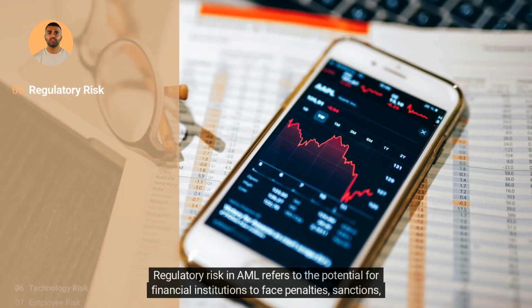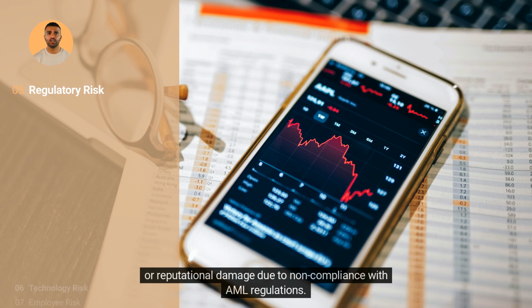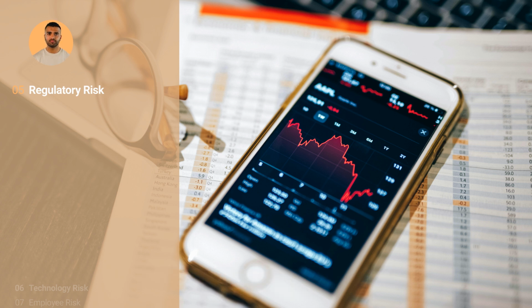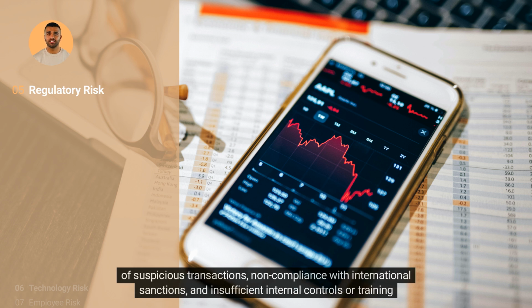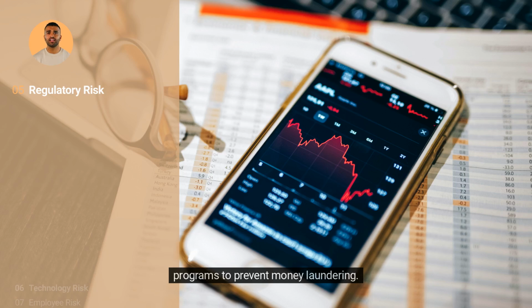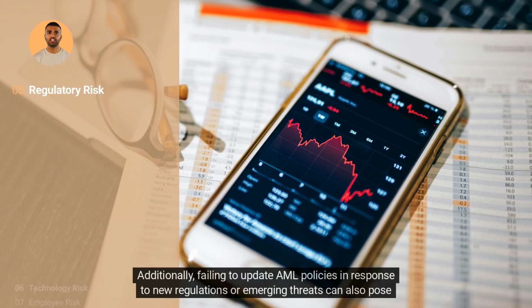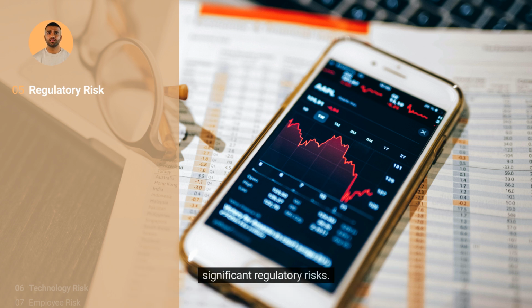Regulatory risk in AML refers to the potential for financial institutions to face penalties, sanctions, or reputational damage due to non-compliance with AML regulations. Examples include failing to conduct proper customer due diligence, inadequate monitoring and reporting of suspicious transactions, non-compliance with international sanctions, and insufficient internal controls or training programs to prevent money laundering. Additionally, failing to update AML policies in response to new regulations or emerging threats can also pose significant regulatory risks.